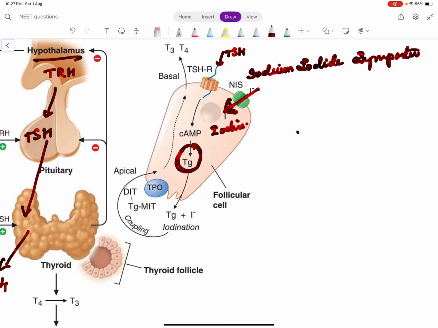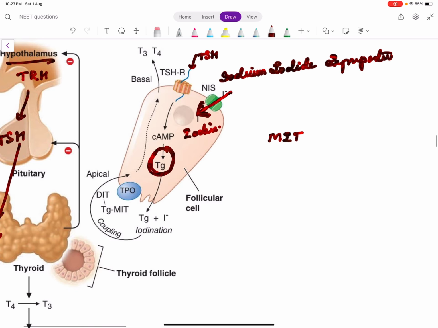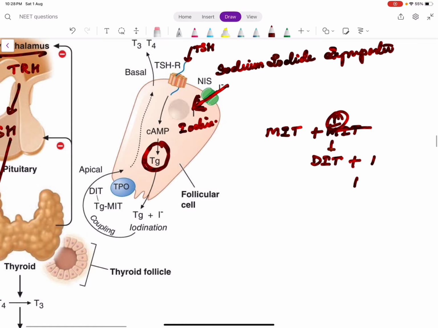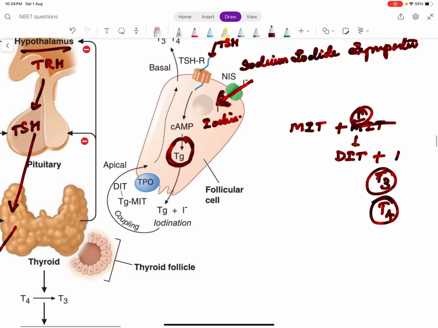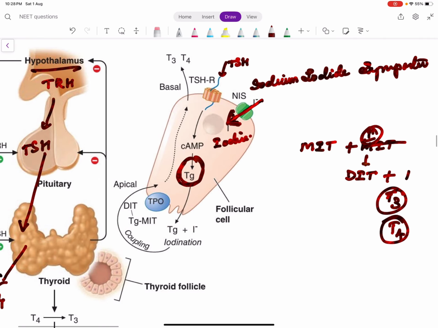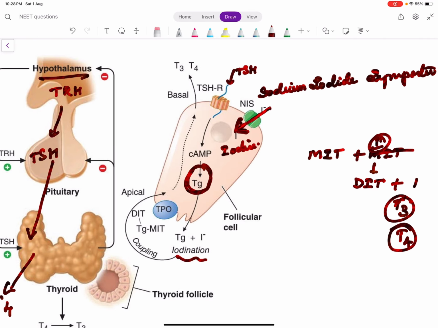So what happens? Something called MIT is formed, monoiodotyrosine. Monoiodotyrosine joins with another iodine to form diiodotyrosine. Now this DIT, when it joins with another monoiodotyrosine, forms T3. When it joins with another DIT, it forms T4, tetraiodothyronine. So this process is called coupling, right? So just remember the names: intake, iodination, coupling.